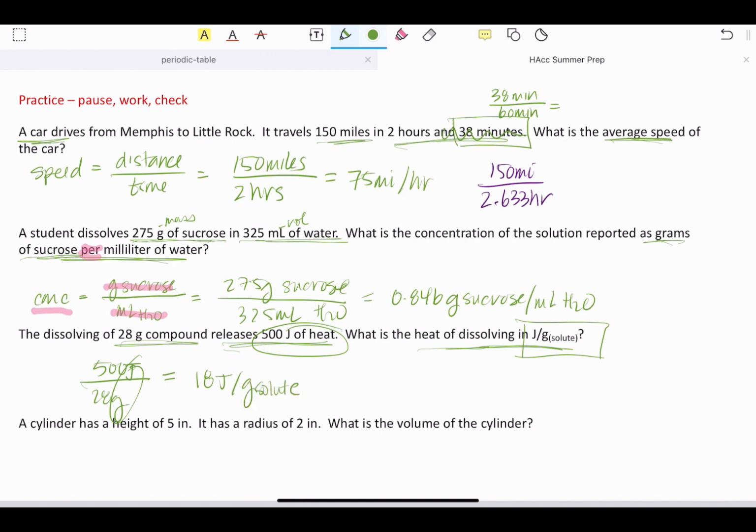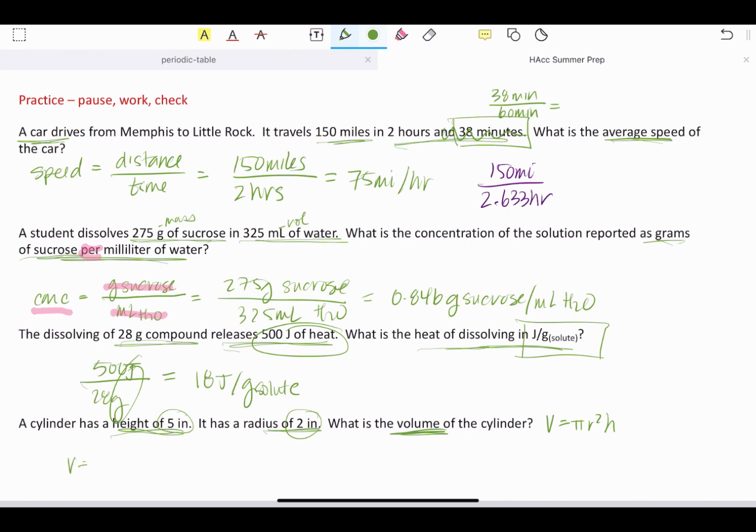Ta-da! All right. Last one says we have a cylinder with a height of 5 inches. It has a radius of 2 inches, and we would like to know the volume of the cylinder. Oh, well, this one's easy, right? You've been doing these. You were doing these just a few months ago, probably, right? So, volume of a cylinder is pi r squared h, right? And lo and behold, lucky for us, all of our units are already matching. If they weren't, we would have to fix that first, but they are.